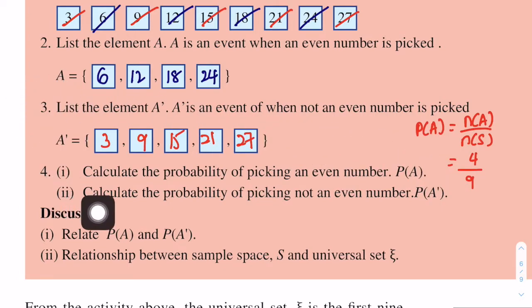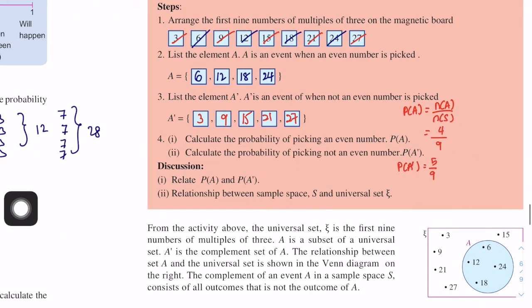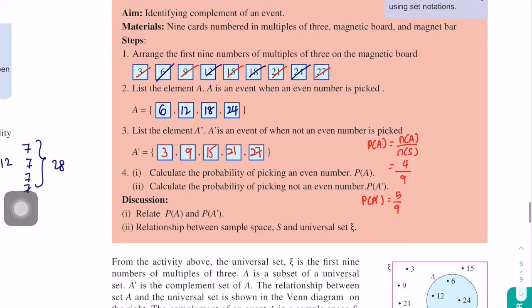Then calculate the probability of not picking an even number, P(A prime). We can calculate it by counting: 1, 2, 3, 4, 5, so 5 over 9. This is one of the ways. Next, relate P(A) and P(A prime) to the relationship between the sample space as a universal set. This is the symbol of the universal set. Before that, I want to tell you something about the relationship between P(A) and P(A prime).